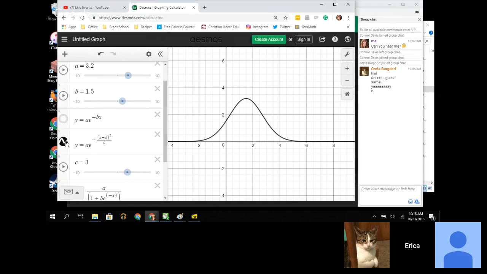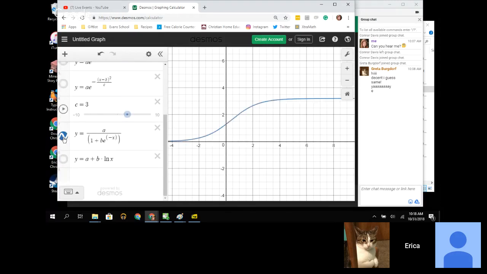And then the last one, equation number 4, is a logistic growth model. This kind of looks like a combination. Logistic growth reminds me of exponential growth that then flattens off. So you start off, then you grow, and then you flatten back out again. So this is logistic growth.